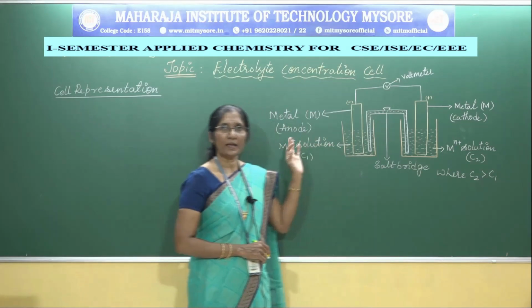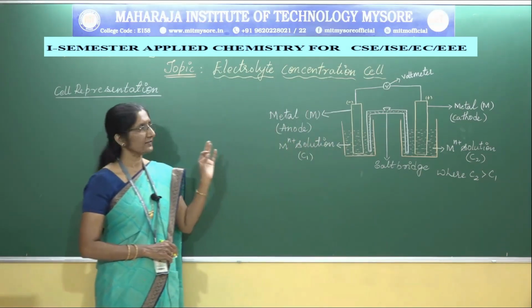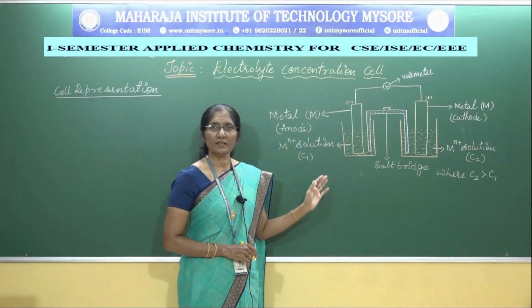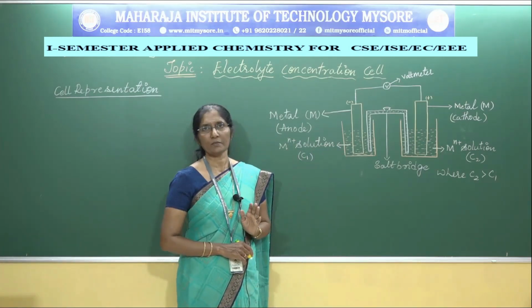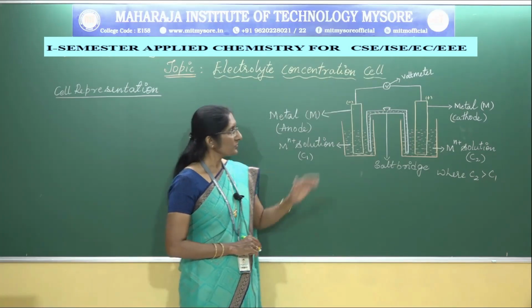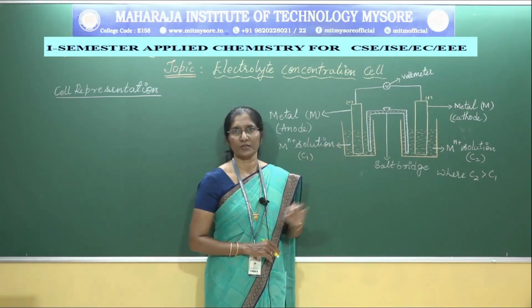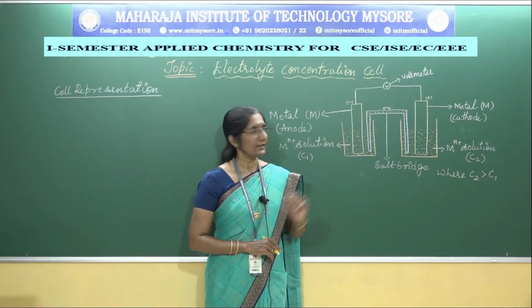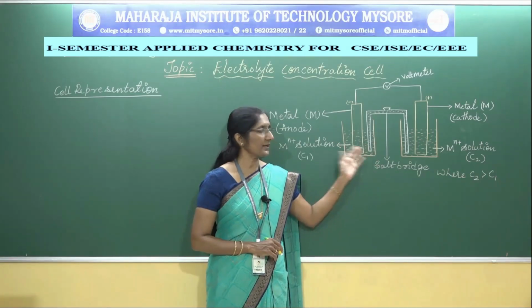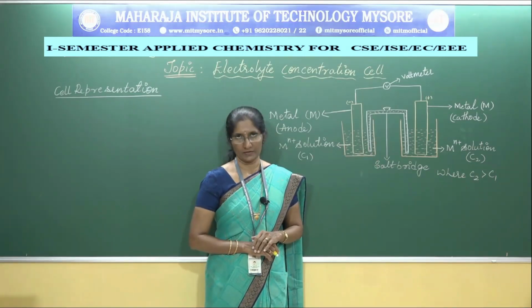So that means an electrolyte concentration cell is a galvanic cell in which the electrode and electrolyte present in both the half cells are the same, but the concentration of the electrolyte is different. So then what is the driving force in this type of cell? The driving force in this type of cell is the difference in concentration of the electrolyte.